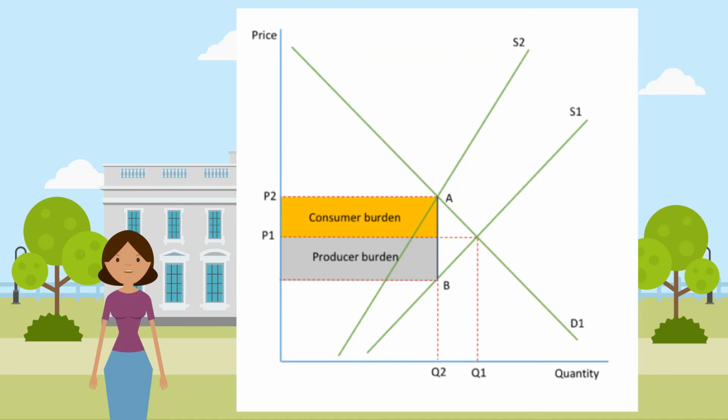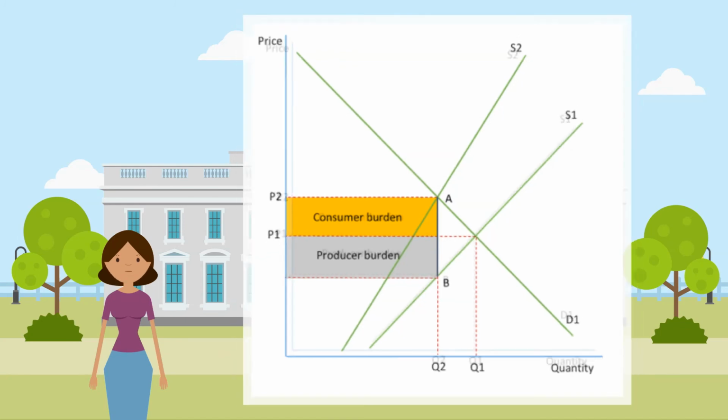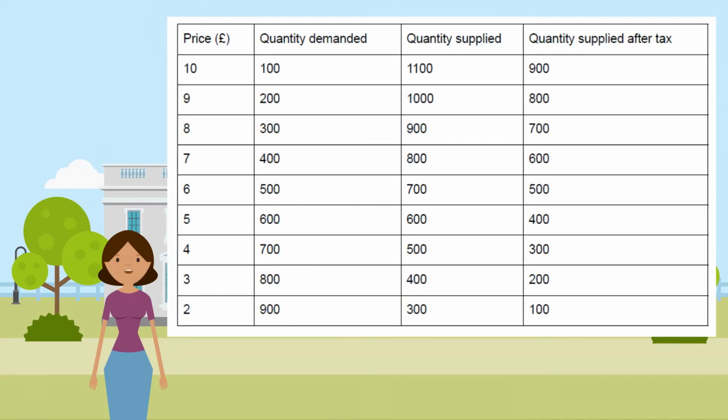This is because the tax is a percentage of the value. When the price is small, the tax will only be a small amount, but when the price is high, the tax will be a large amount. The vertical distance between the curves represents the size of the tax, and so the distance grows since the tax grows. This table shows the effect of a £2 tax being imposed.